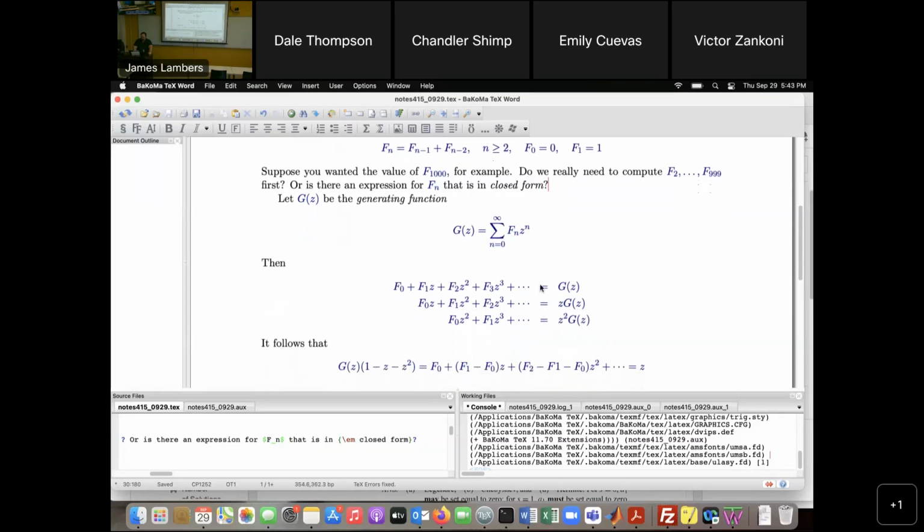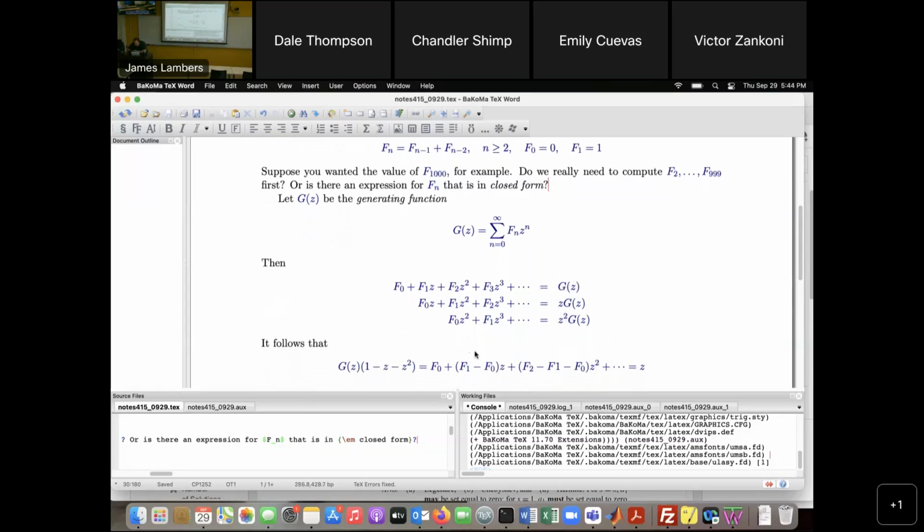So what I'm going to do is subtract the second equation and the third equation from the first one. So on the left side, here we have the right side, but I'm going to move it to the left side. That's unfortunate. But I'm going to have g of z times 1 minus z squared. Now, why am I doing that?